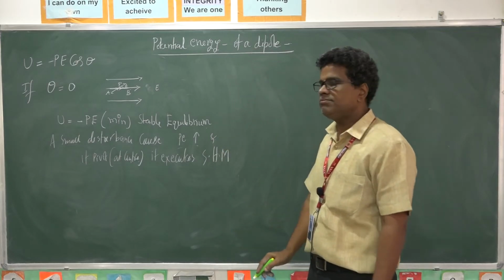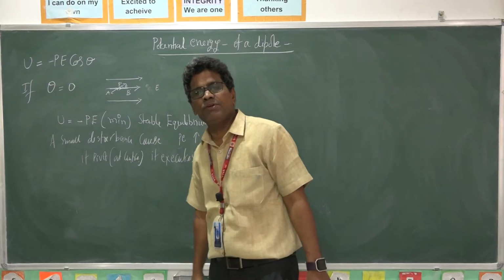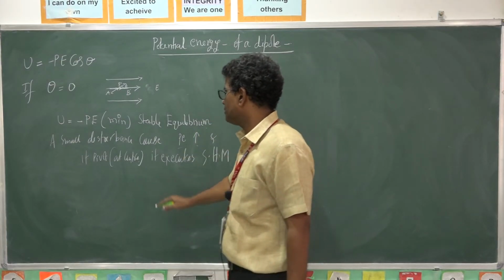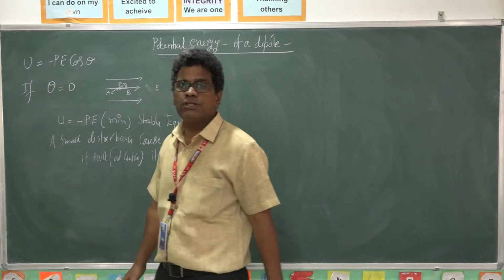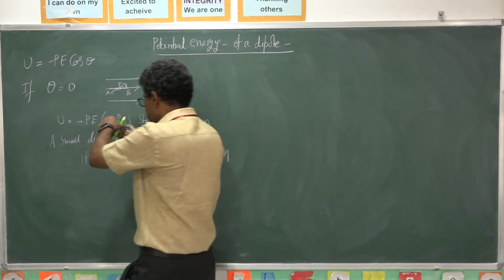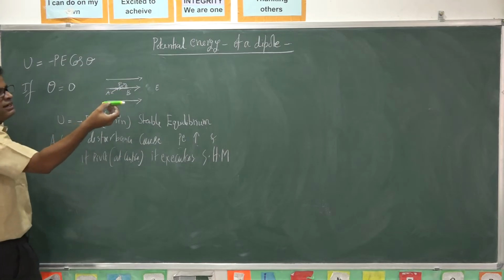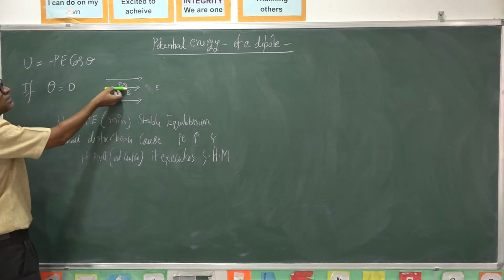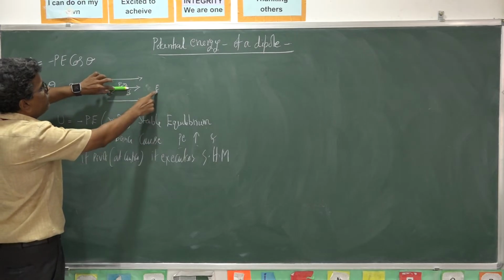What is SHM? Simple harmonic motion. What is the nature of the motion? It is simple harmonic motion. In the problems they will ask for angular frequency. When you pivot this dipole, let it be a dipole, pivoted at the center, parallel to the field.